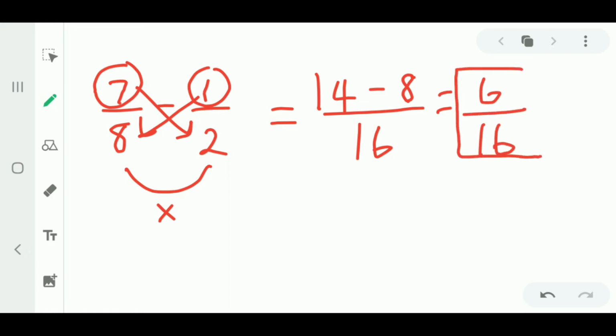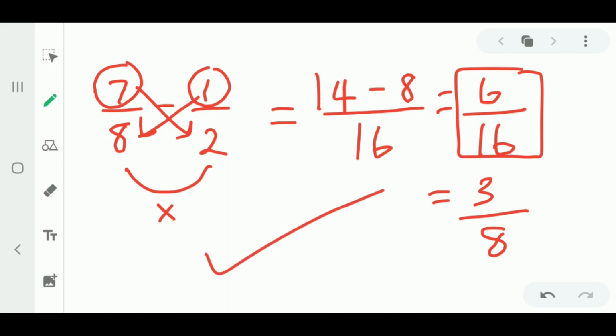This here, however, can be simplified because the number 2 is common between both numbers. So 2 into 6 goes 3 times, and 2 into 16 goes 8 times. And voila. Let's say we try subtraction with mixed numbers.